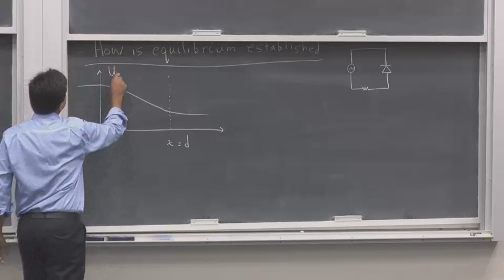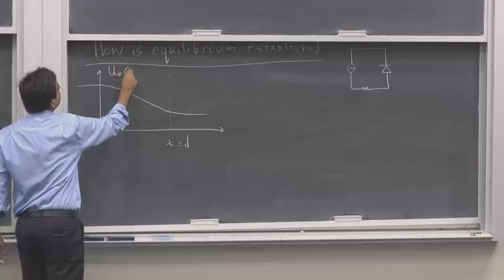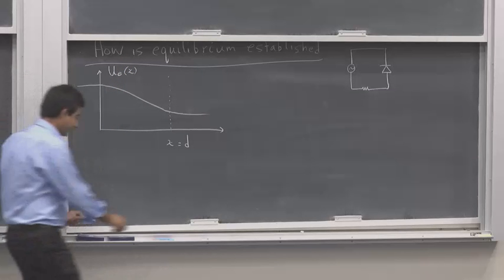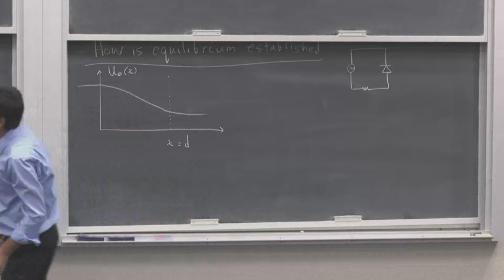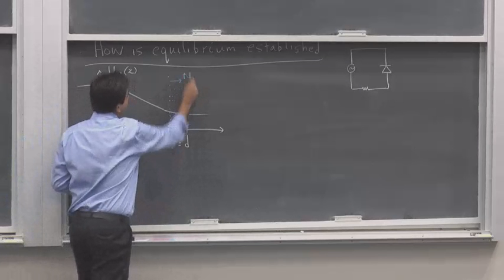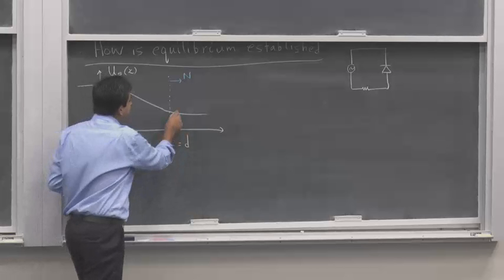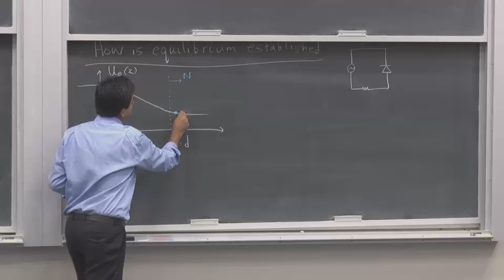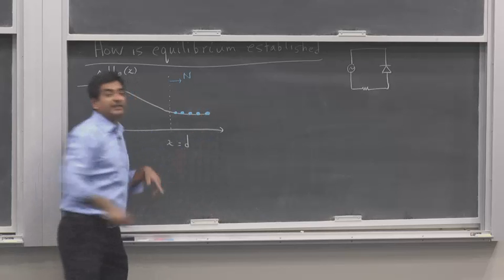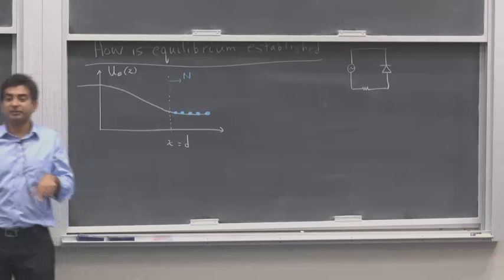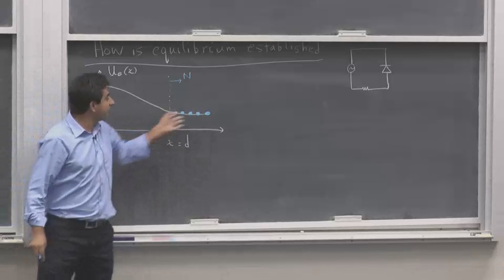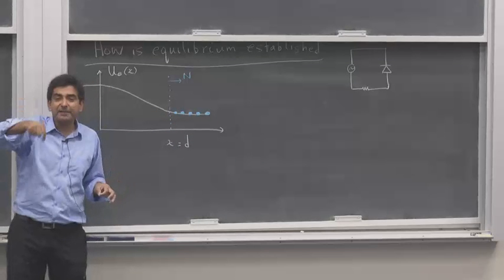U of E. So I'm plotting the potential energy of electrons. This is the potential energy of electrons here. Now I'm representing my electrons, but in this region, this is N type. I have negatively charged electrons. These are the excess electrons, the mobile charge carriers, because it's an N type region, so I have a large majority of N type electrons.